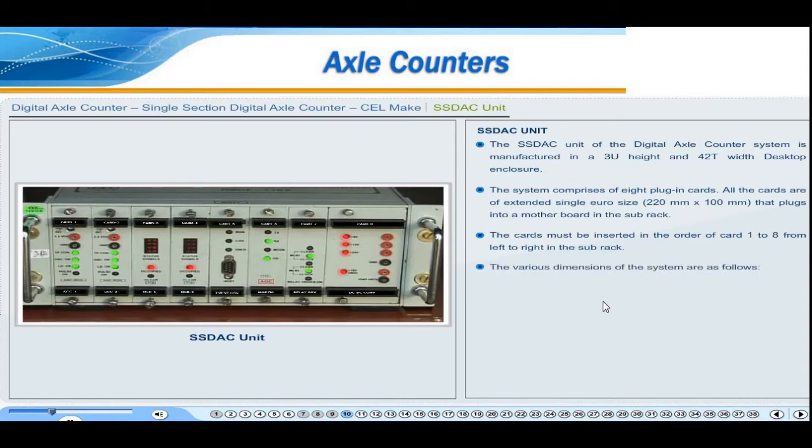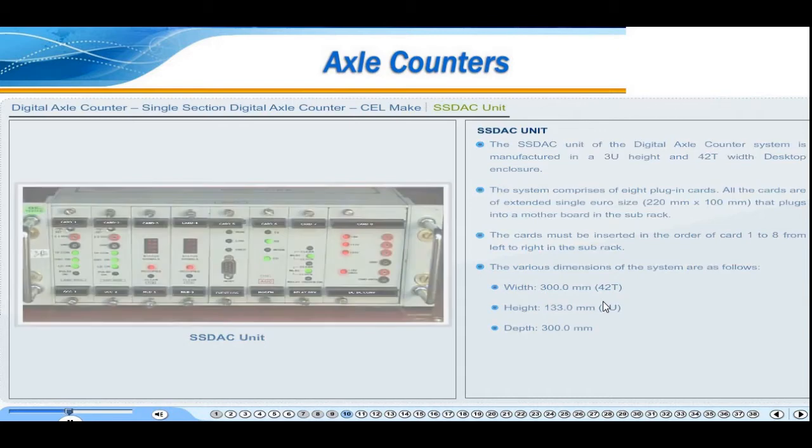The various dimensions of the system are as follows. Width is equal to 300 mm, 42T. Height is equal to 133 mm, 3U. Depth is equal to 300 mm.